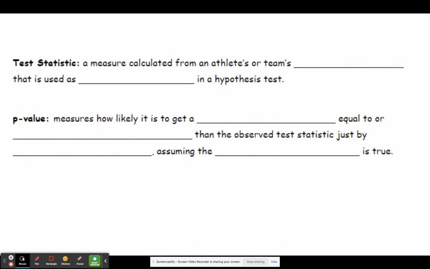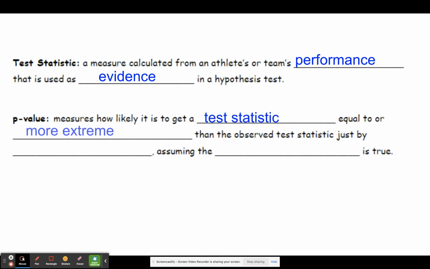A test statistic is a measure calculated from an athlete's or team's performance that is used as evidence in a hypothesis test. And we'll come back to that in just a minute. And then finally, the p-value, in this case, p stands for probability. So the p-value measures how likely it is to get a test statistic equal to or more extreme than the observed test statistic just by random chance, assuming the null hypothesis is true.